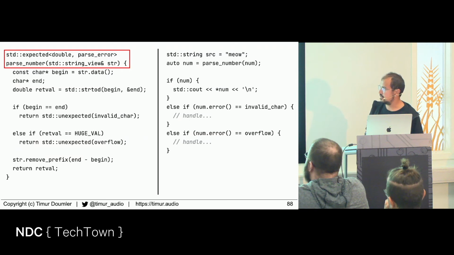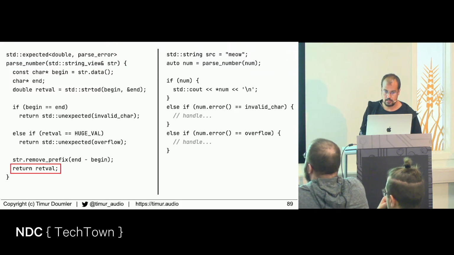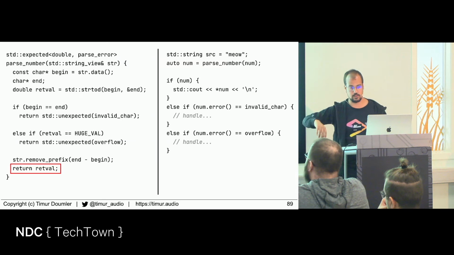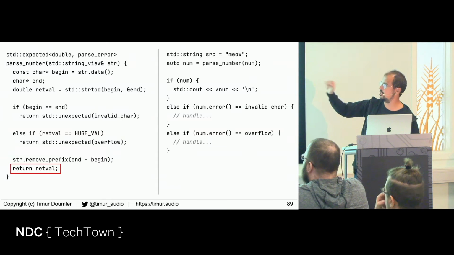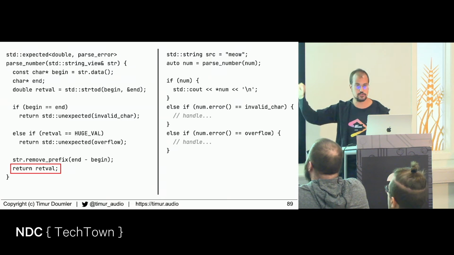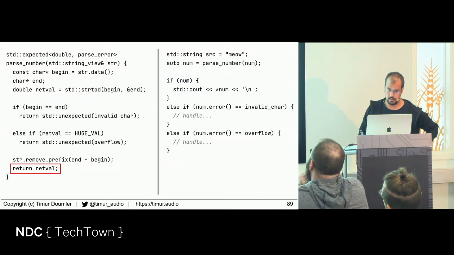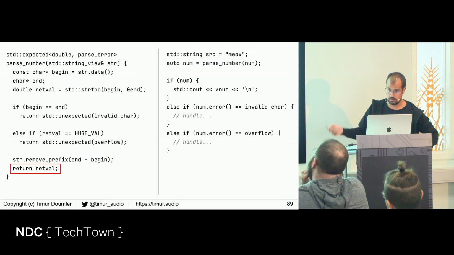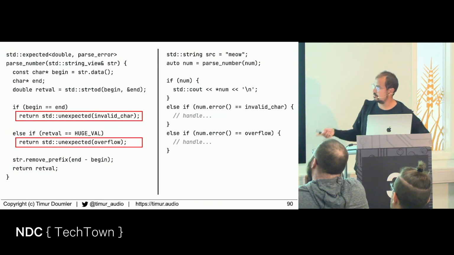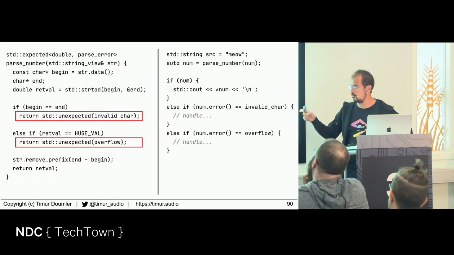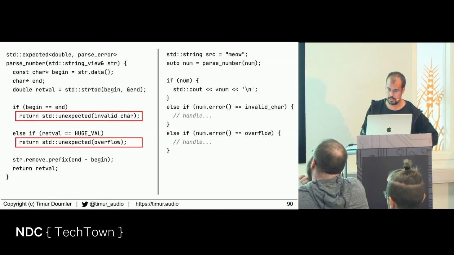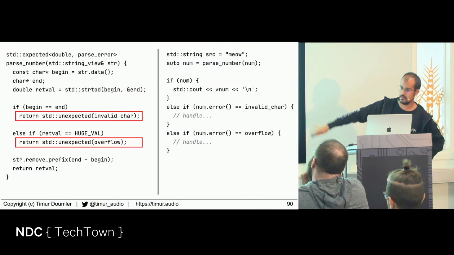If we are on the left-hand side and we use that expected, we have an implicit conversion from the value type to expected. So we can just return our double and it's going to be converted to the expected. It's like the optional, right? So there's no syntactic overhead whatsoever here for the happy path, which is good. There is syntactic overhead for the sad path. The conversion from error to expected needs to have an explicit std::unexpected. So the sad path is visible syntactically.